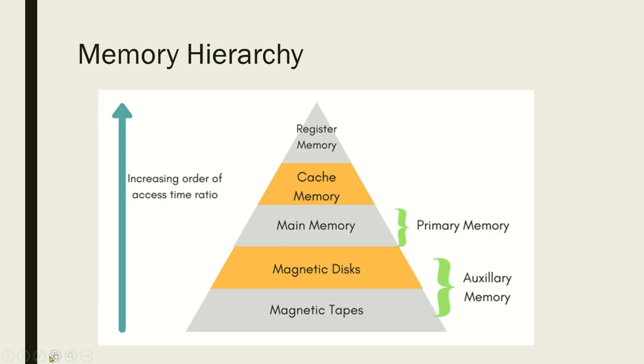So here we have two types of memory. One is auxiliary memory, the other one is primary memory. Auxiliary memory is also called secondary memory. Primary memory is nothing but inbuilt memory, and we have ordered all the memories in terms of increasing order of access time ratio.